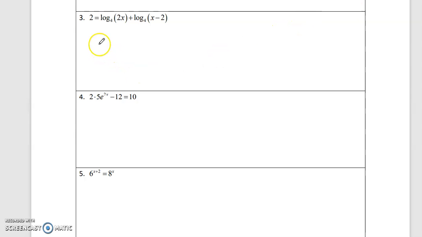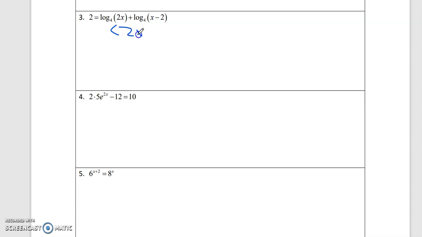Okay, so in this problem we have 2 equals log base 4 of 2x plus log base 4 of x minus 2. So what are the first steps to solving this problem? Well, you know that you have two logs of the same base, so that means there's a case of division here. So it would be 2x times x minus 2.